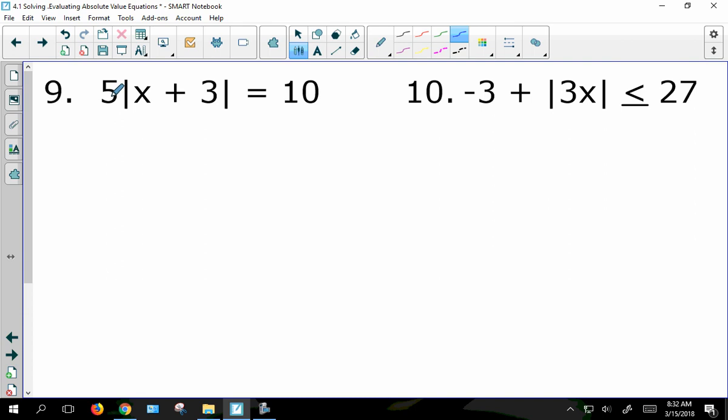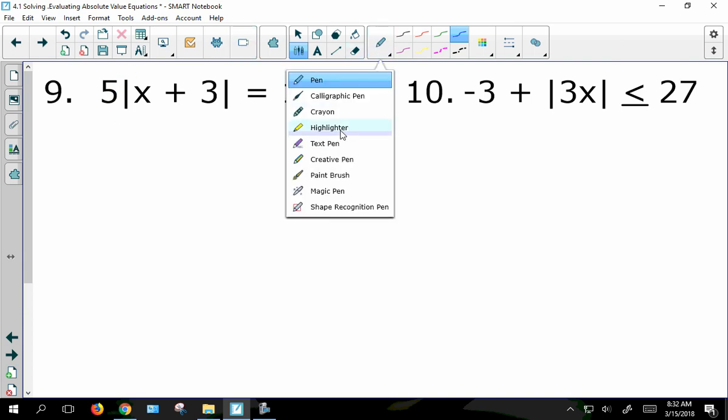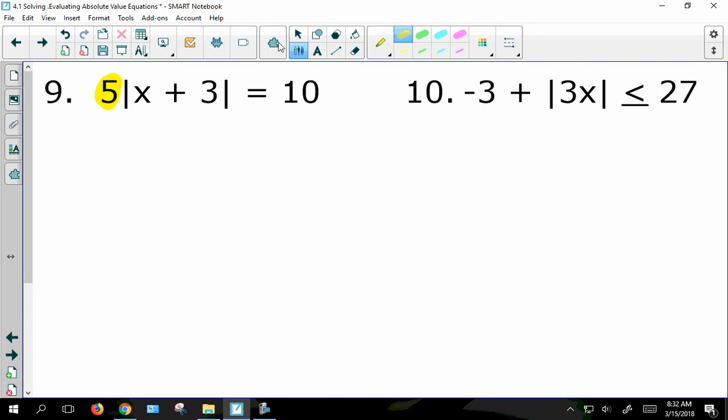How do I get rid of this 5? I have to get rid of the loner first. That 5 is my loner. How do I get rid of it? No, it is multiplication. How do I undo multiplication? Divide. See, this is 5 times the absolute value of x plus 3. So I divide both sides by 5. That becomes 1. I get the absolute value of x plus 3 equals 2.